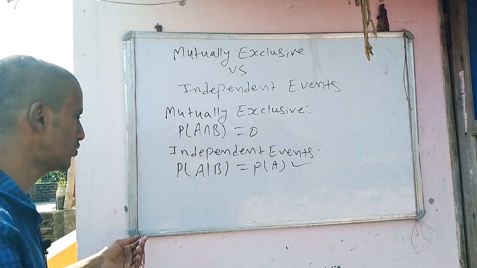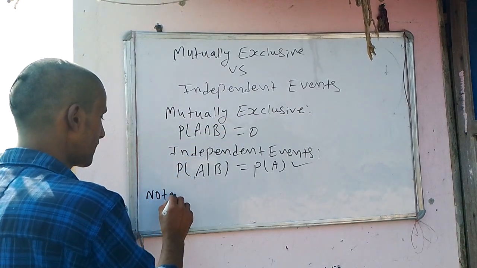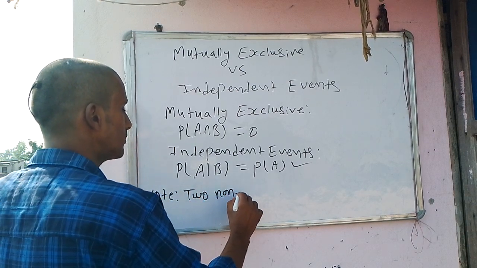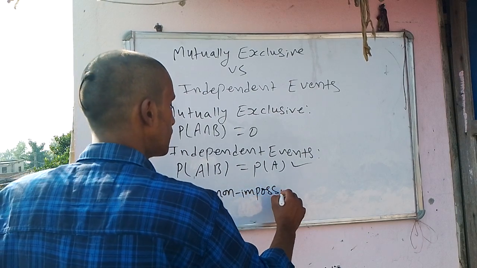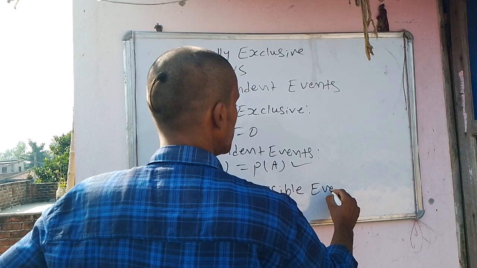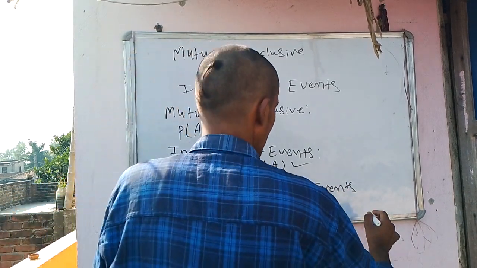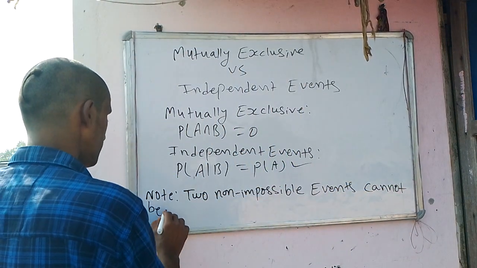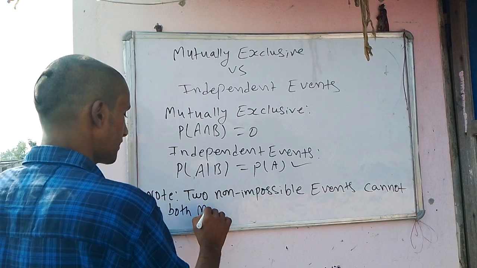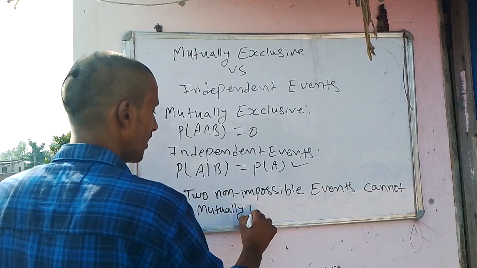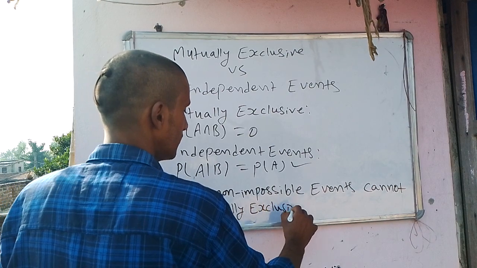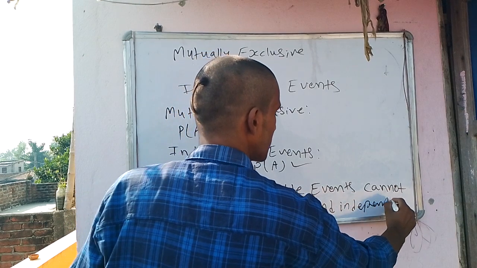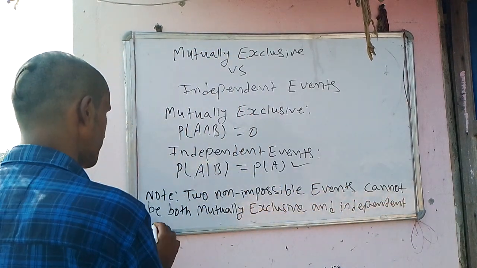One more note here: two non-impossible events cannot be both mutually exclusive and independent at the same time, simultaneously.